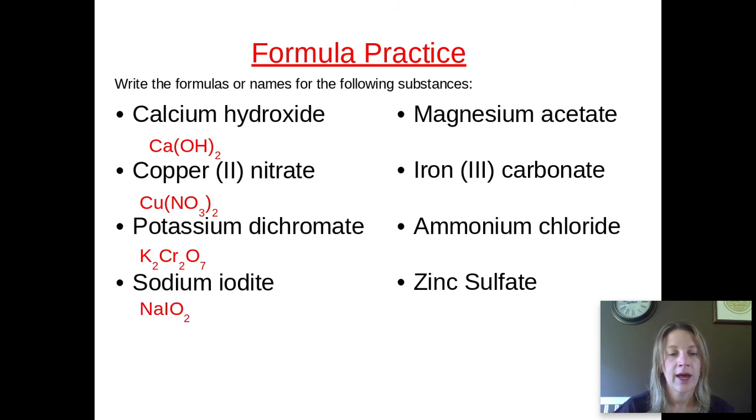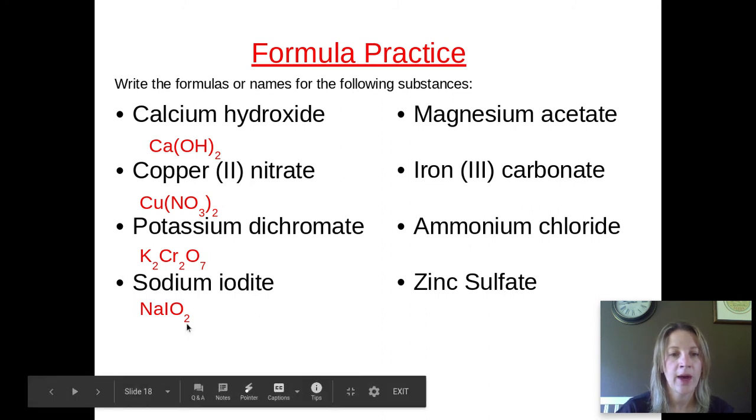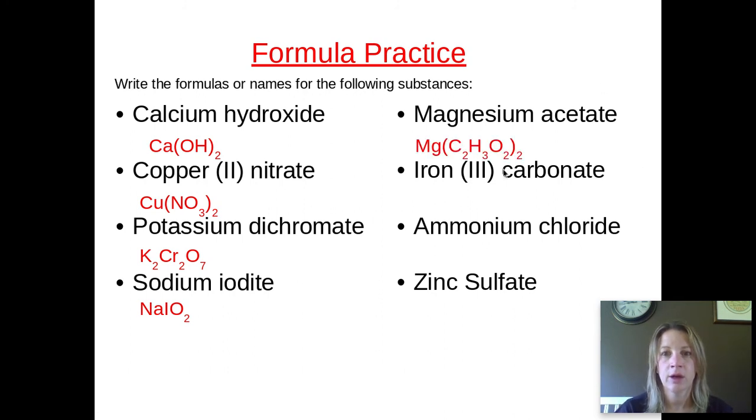Sodium iodite. Iodite is going to end in ITE, which means it has the 2 oxygens there. And this has a charge of +1, -1, so we only need 1 of each. Magnesium acetate. Acetate is a large polyatomic ion, but we do need 2 of them because magnesium is in group 2 with a +2 charge. Acetate only has a -1 charge. Another Roman numeral indicating that iron has a +3 charge in this compound. Carbonate has a -2 charge, so we need 2 irons and 3 carbonates.